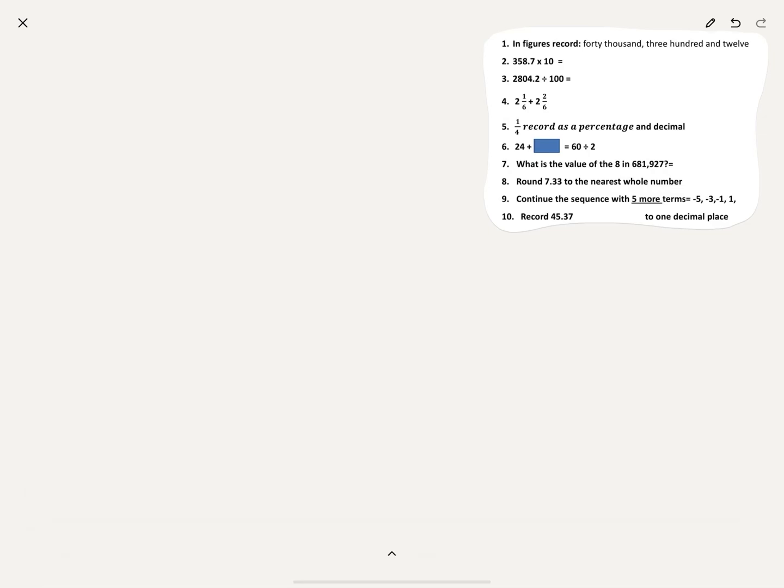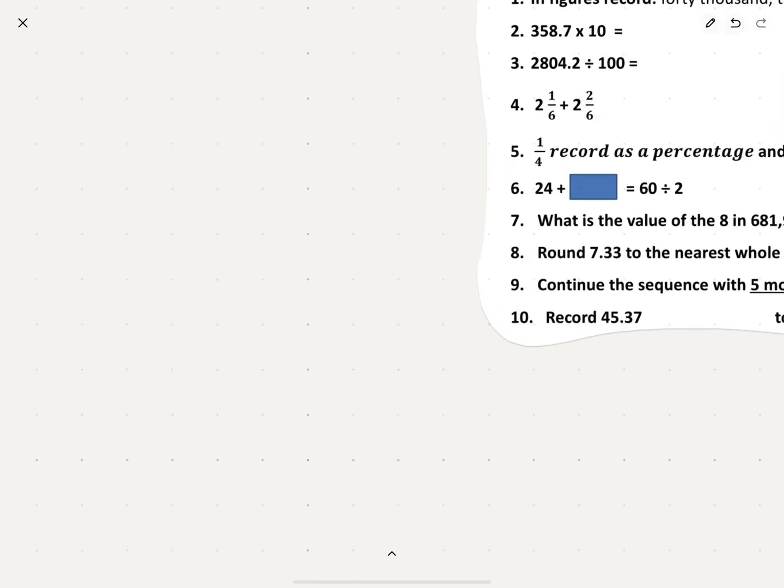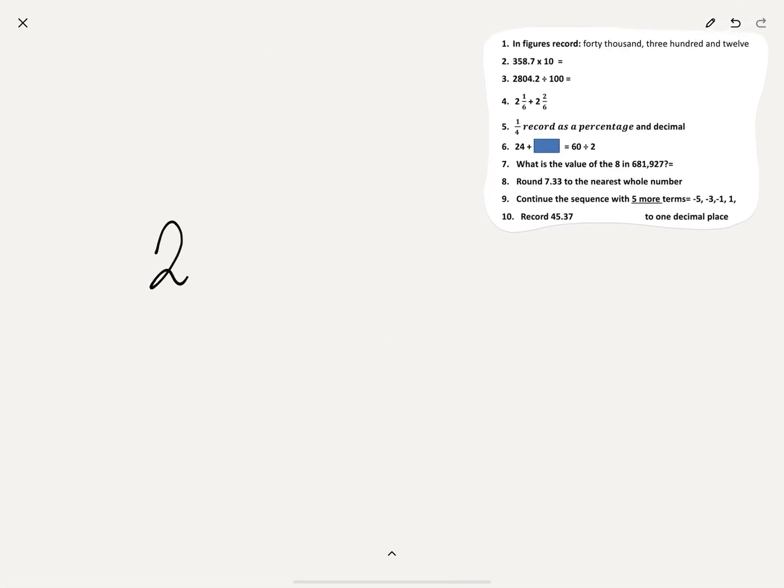So, 2 and a sixth, add 2 and 2 sixths. Okay, really easy, that one. Again, if the denominators were different, I'd have to sort that out, but I don't. A sixth add 2 sixths is 3 sixths. And then 2 add 2 is 4, so it's 4 and 3 sixths.